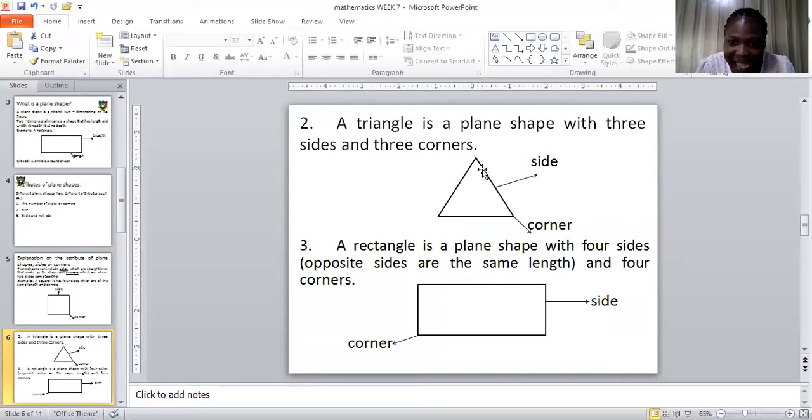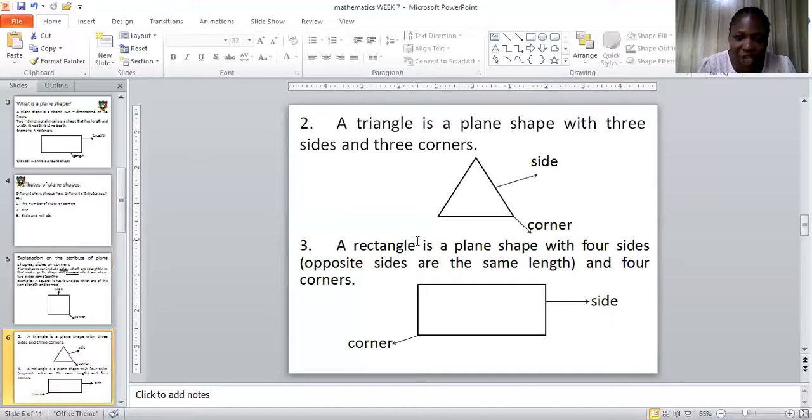Can you see this straight line as a side, another side, and the last side? Then a corner is where two sides meet. So it has 1, 2, and 3 corners, as well as 3 sides.